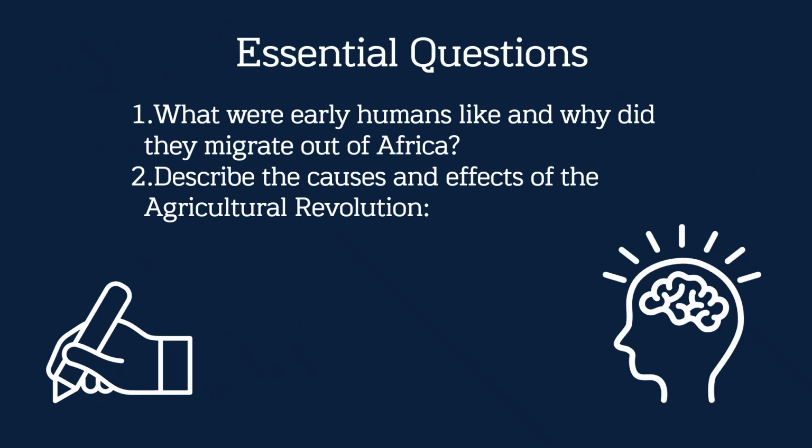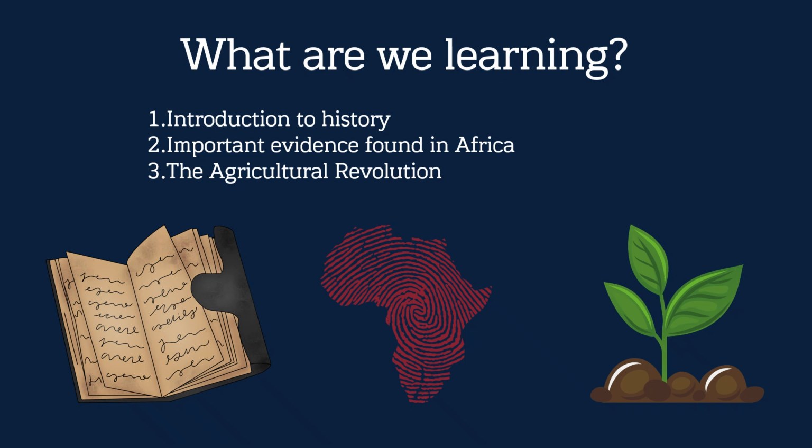We have two main essential questions for this lesson. What were early humans like and why did they migrate out of Africa? And to describe the causes and effects of the agricultural revolution. So what are we learning in this lesson? An introduction to history, important evidence found in Africa related to the earliest humans, and of course the agricultural revolution.